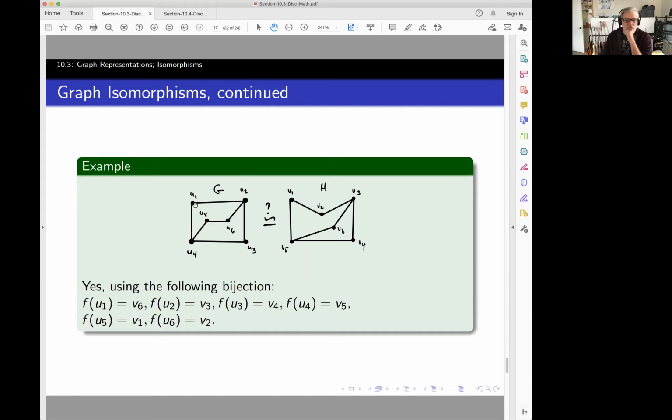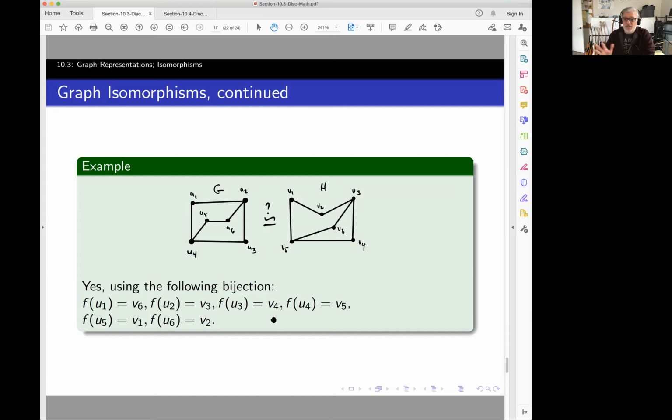So I said, okay, U1 will be V6, right? And U2 will be sent to V3, and then U3 to V4, and U4 to V5, right? And then U5 would be going to V1, yes, and U6 would be going to V2, which is what I was describing, right? So this is my outside rectangle, and this is the diagonal of length 3 connecting these two, okay? But we'd have to check.